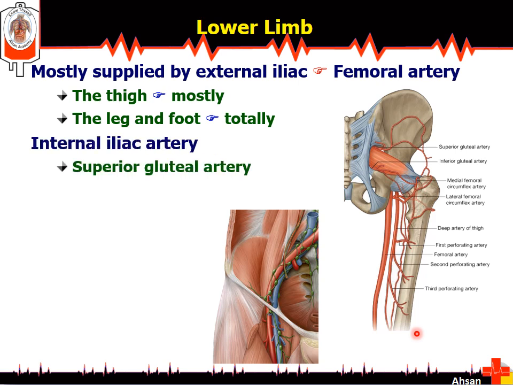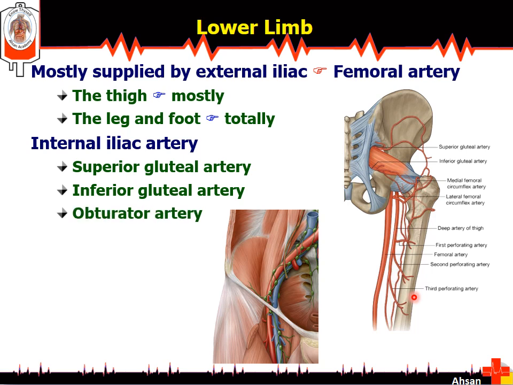This is the internal iliac that is giving three branches. Already we have discussed that those are the superior and inferior gluteal arteries and the obturator artery. The superior and inferior gluteal arteries go to the gluteal region. Here you can see in the figure, this is the superior gluteal artery, and this one is the inferior gluteal artery, passing on either side of the piriformis muscle.